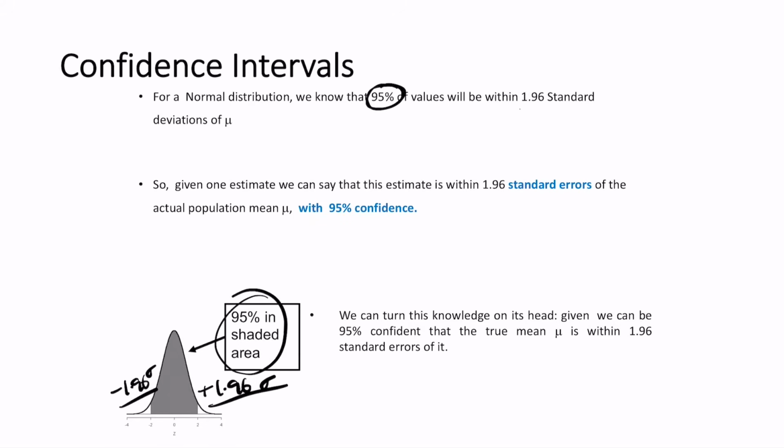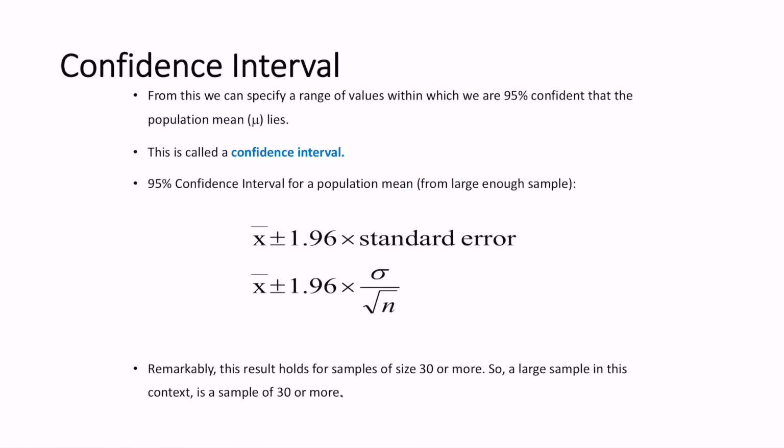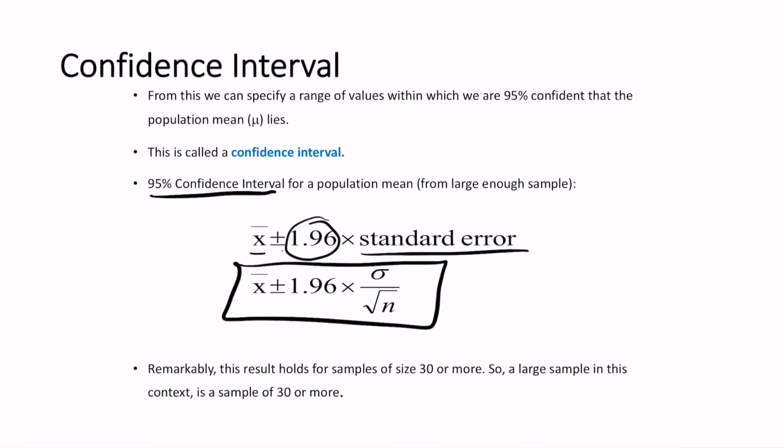So 1.96 standard deviations of the mean. So 1.96 standard errors of the mean is equal to the 95% confidence interval. So when you want to calculate the formula for the 95% confidence interval, we can write it as x bar plus or minus 1.96 times the standard error. So this is the formula and this is the estimator: x bar plus or minus 1.96 times the standard error.